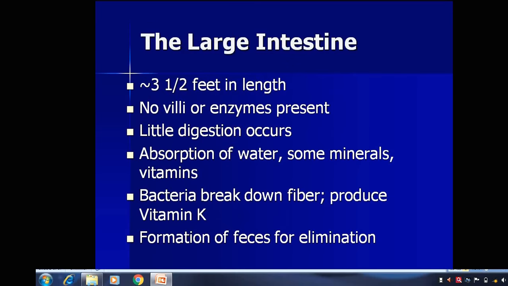The last part is the large intestine, about 1.5 feet in length. No villi or enzymes are present, and little digestion occurs at the large intestine. Absorption of water, some minerals and vitamins is a major role of the large intestine. Bacteria break down fiber and produce vitamin K. The formation of feces for elimination is also a key function of the large intestine.